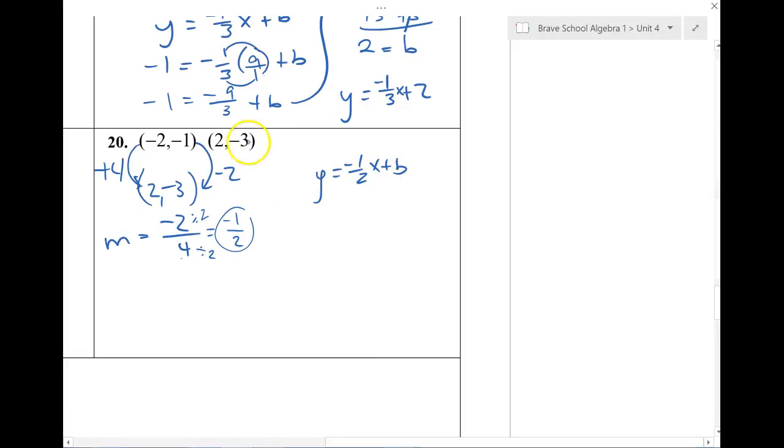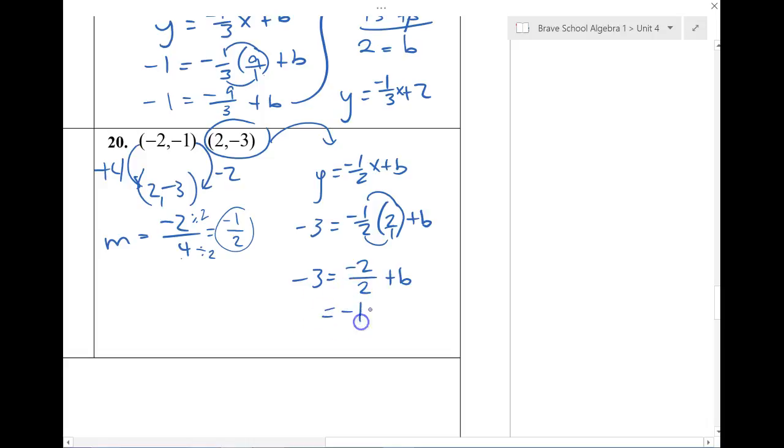Okay, so now take a point. You're going to plug it in. Negative 3 for y. Negative 1 over 2 times 2 for x. And remember, if we have a fraction, we have to put this over 1. Multiply across. Negative 3 equals negative 2 over 2. Okay, and negative 2 over 2 is negative 1. And this is negative, so we have to add 1 to both sides. So negative 3 plus 1 is negative 2 equals b.